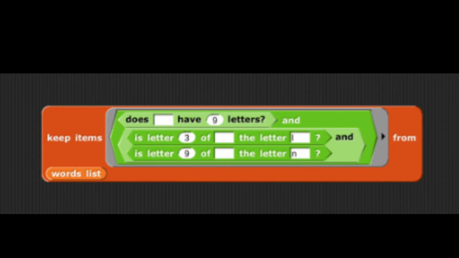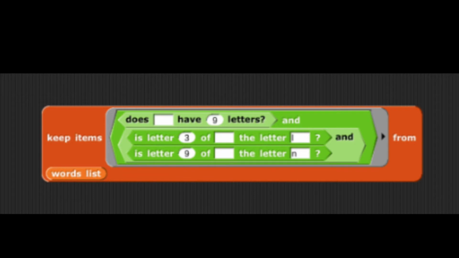So basically, every piece of code within the interior is specifying and dumbing down the amount of words that could be used for the word puzzle. And finally, the last piece of code is is letter 9 of word the letter N? And this is, just like I said before, dumbing down the list or making it even more specific so that it's easier to match up a word with what is in the word puzzle.